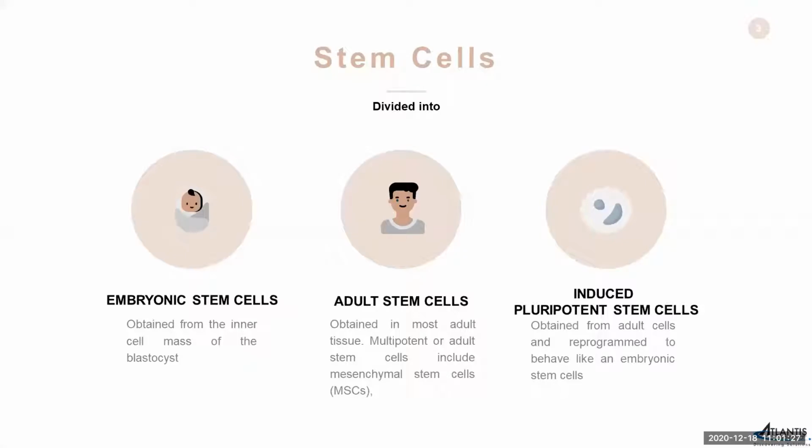So as you can see from the screen, there are three main types: embryonic stem cells, adult stem cells, and induced pluripotent stem cells. Embryonic stem cells are basically derived from the inner cell mass of the blastocysts. Adult stem cells are mostly obtained from adult tissue. Multipotent or adult stem cells include mesenchymal stem cells. iPSCs are obtained from adult cells which can be reprogrammed like embryonic stem cells.